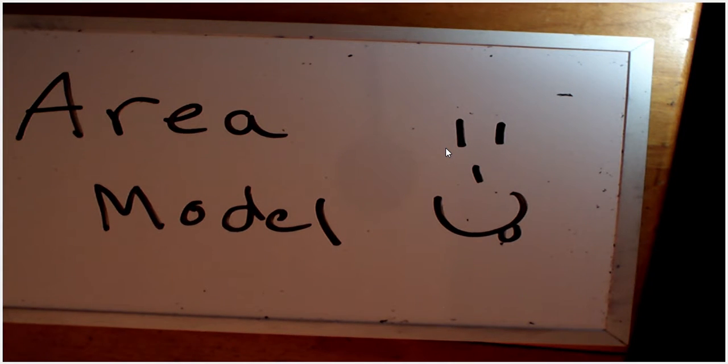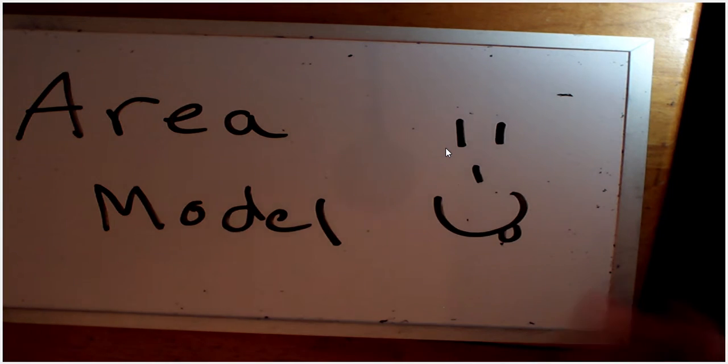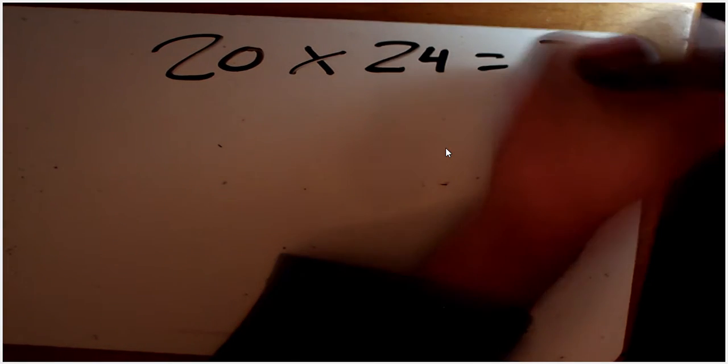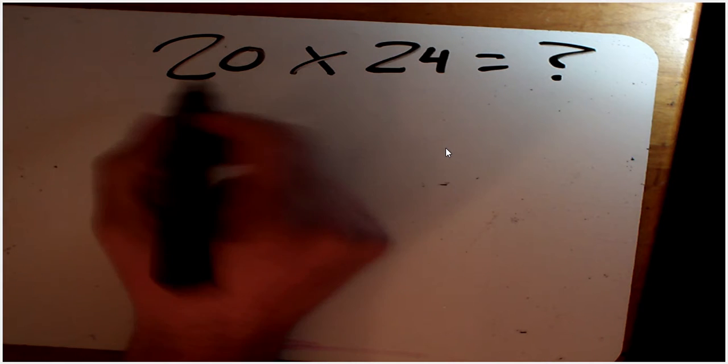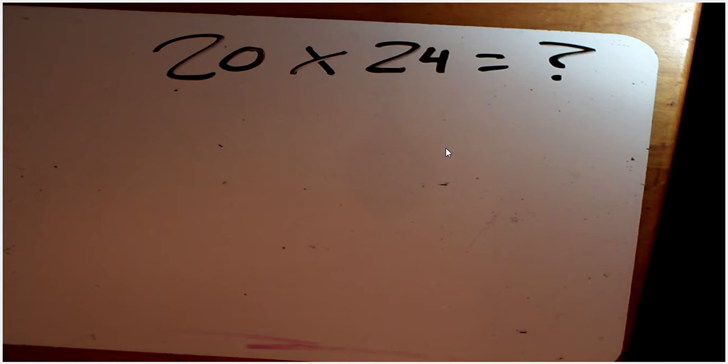So first watch me complete an area model. If you're a fan of partial products and you like to use arrays, this is the strategy that will speak to you as a learner. So this is a problem like 20 times 24 equals some product, right? You could use the partial products method for this, but area models will help you organize your thinking.